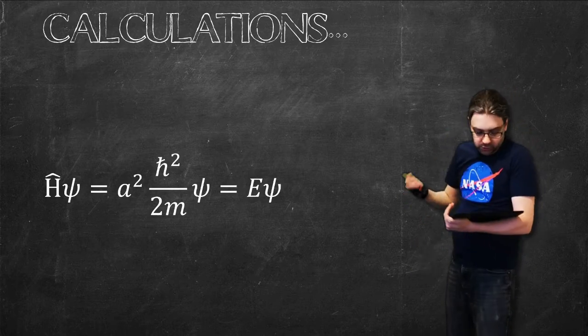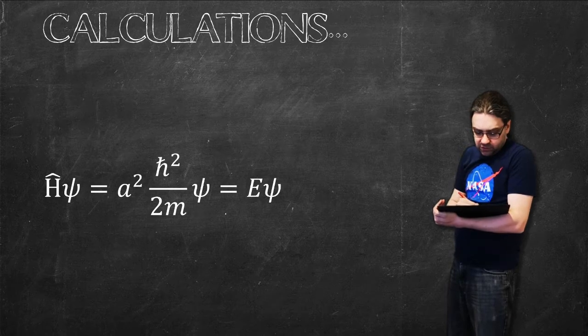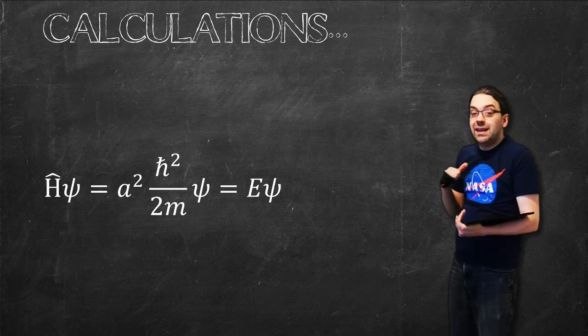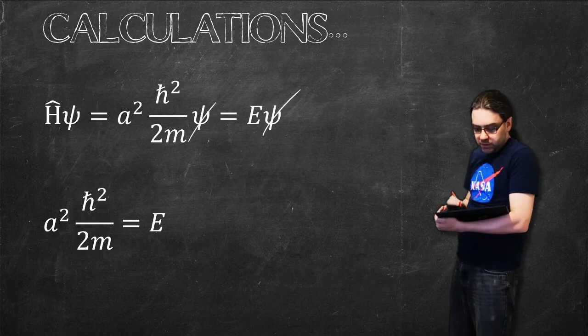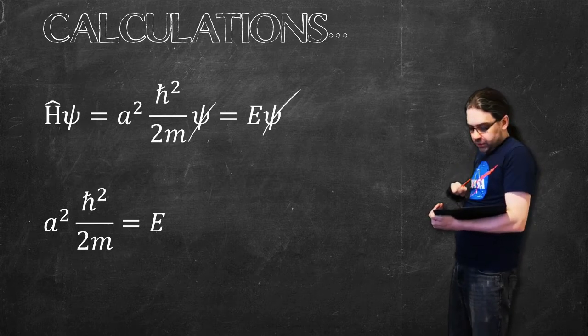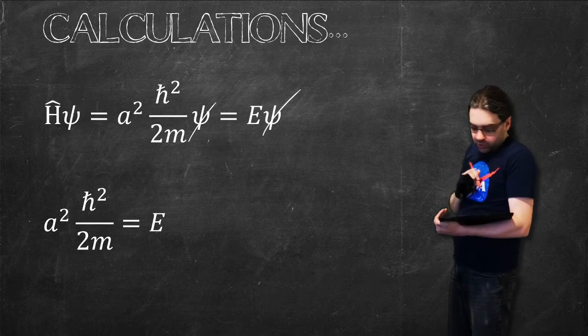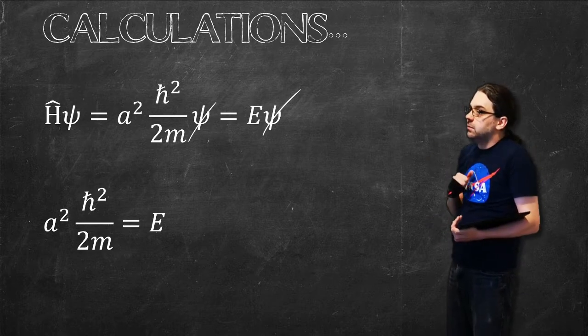It's working. Great. So this also now tells us what E is equal to, what the energy is going to be equal to, because we can simply cross off these two psi's and realize that a squared times h bar squared over 2m equals E.